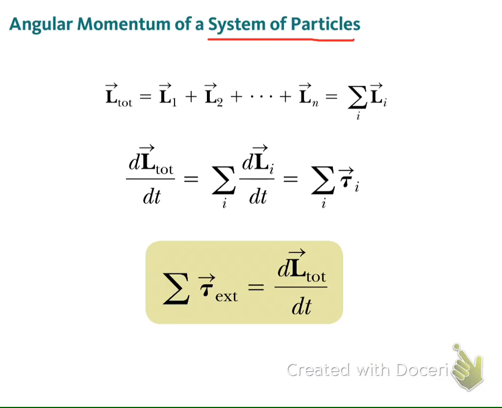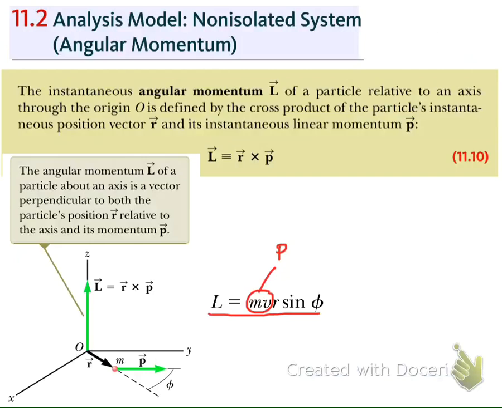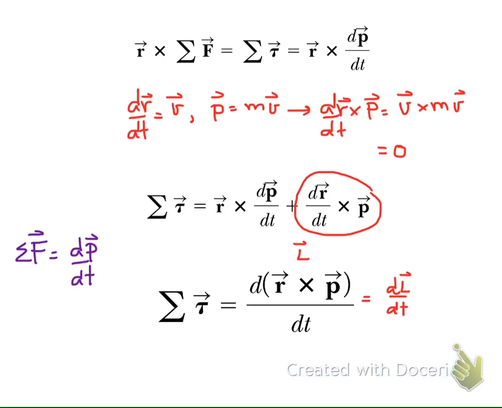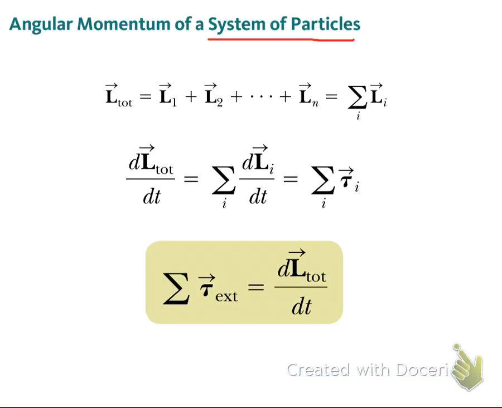Now, if we have more than one particle, we can define the total angular momentum about a point, for example, the point O as in this figure. But now we have more than one particle. We can define the total angular momentum to be the summation of the angular momentum of each particle. Okay, so this is the definition of the angular momentum of a system of particles.